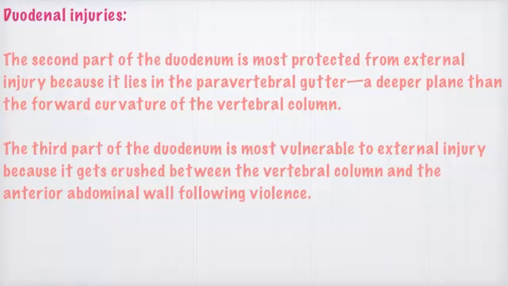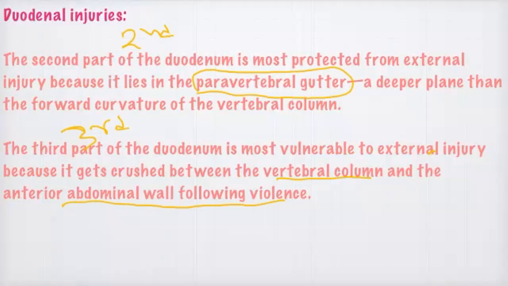The second part of the duodenum is most protected from external injury because it lies more deep, in the paravertebral gutter. The third part is more prone to injury because it gets crushed between the vertebral column and the anterior abdominal wall following violence.